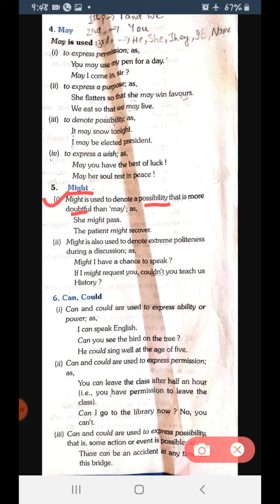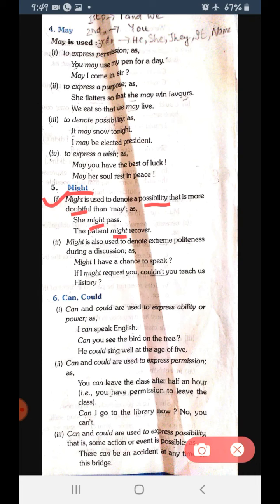Example number 1, she might pass. That means it is not sure that she will pass. Clear? She might pass. That means she may also fail. Next, the patient might recover. That means it is not sure that the patient will recover. It is quite doubtful, and the patient may not recover.